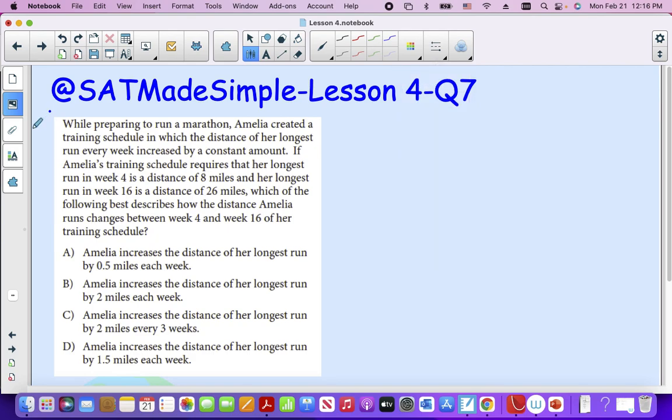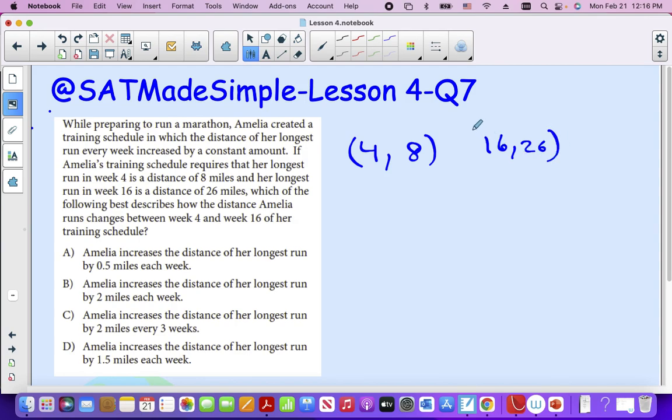In here, if you read the question, really we want to find the rate of increase in distance for this young lady in her practice. So the first 4 weeks she was able to run 8 miles, and in the next 16 weeks she was able to run 26 miles.